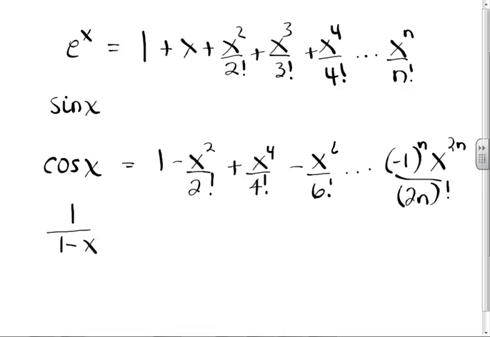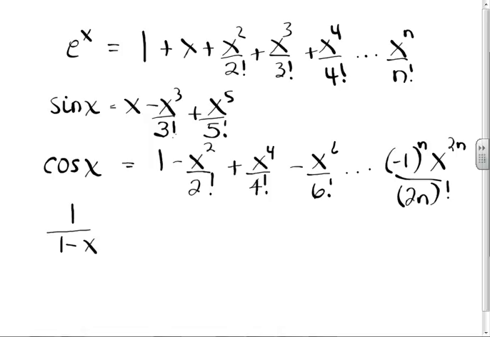So since cosine is even, sine is odd. It's also the derivative. It's the negative derivative of the cosine. So this is x minus x cubed over 3 factorial. These are easy to remember. Plus x to the 5th over 5 factorial. Well, they're all over factorials.